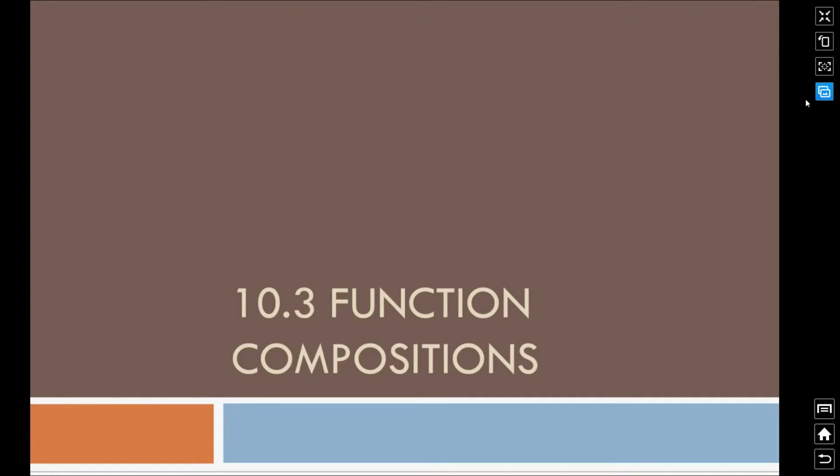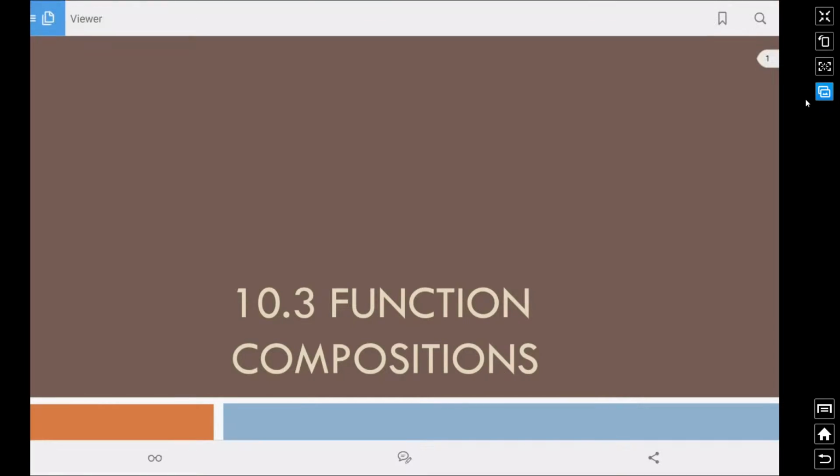This is Mr. Arosena, and today we'll finish off function operations. We're talking about a new type of operation which we call a composition. Okay, this operation is different from addition, subtraction, multiplication, and division, as you will see shortly. So, quick recap before we get any further.